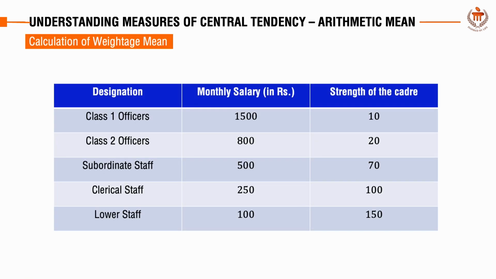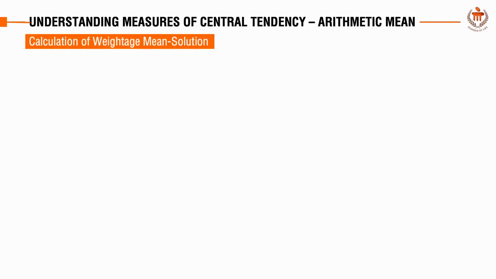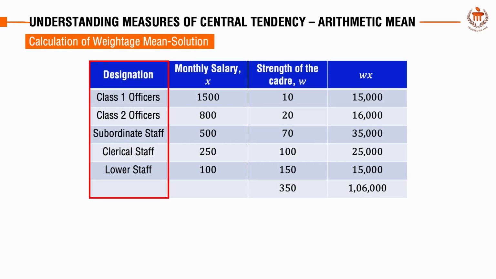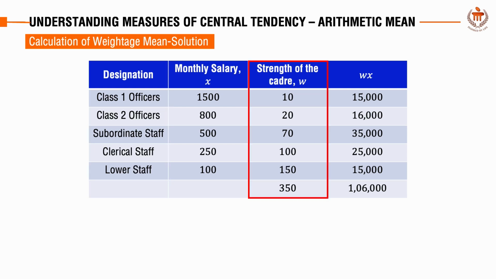So going further, if I have to talk about the calculation of weightage mean, let's discuss one numerical. Here the table shows you the problem where we'll discuss the calculation of our weightage arithmetic mean, where a few types of officer designations are given, and their monthly salary and the strength of the cadre is given to us. And based on this, we'll find their weightage arithmetic mean. So guys, here the different designations of officers were given to us, like class 1 officer, class 2 officer, subordinate clerical staff, and lower staff, and the monthly salary and the strength of the cadre was given.